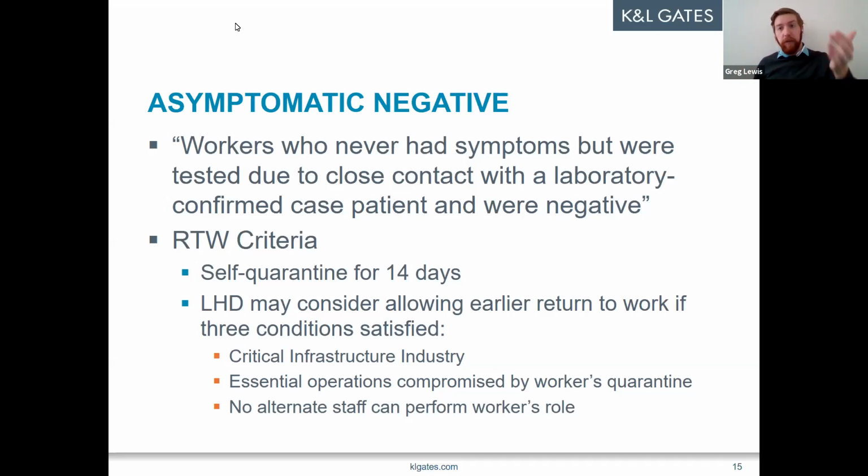Now, this is why communication with the local health director is important, because for these individuals, they may consider allowing an earlier return to work if there are 3 conditions satisfied. 3, not 4. First, if they are in a critical infrastructure industry, and those have certain definitions. Second, if essential operations are compromised by the worker's quarantine. The work that worker does is so important that they need to be there, and there is no alternate staff members who can perform that role. The local health director may then move to, as we'll see on the next slide, additional questions to determine whether that 14-day window can be lessened to perhaps 10 days, or depending on the local health director's advice, even shorter. Next slide, please.